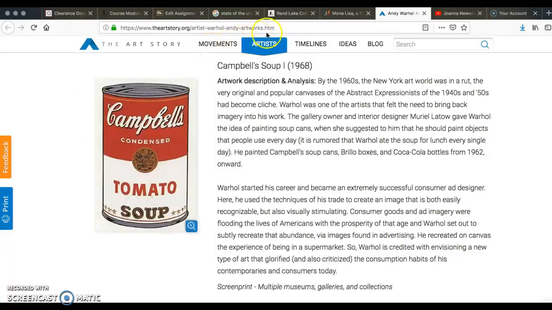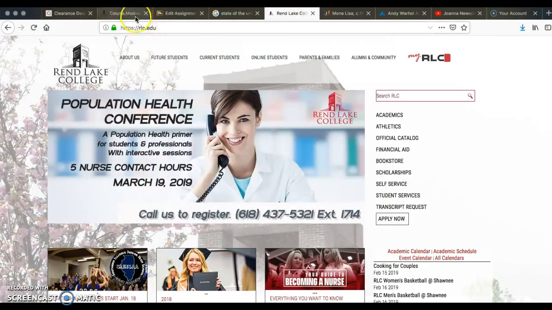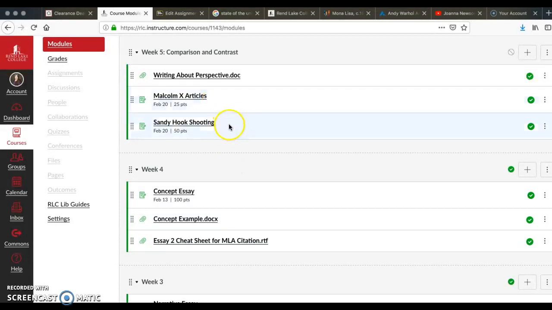So, take that back to the Malcolm X articles and the Sandy Hook shooting articles. This assignment asks you to look at some very short articles about the assassination of Malcolm X. And if you don't know anything about him, you might want to take a quick look at something like a Wikipedia page, just to find out some info. However, don't read anything about his assassination.